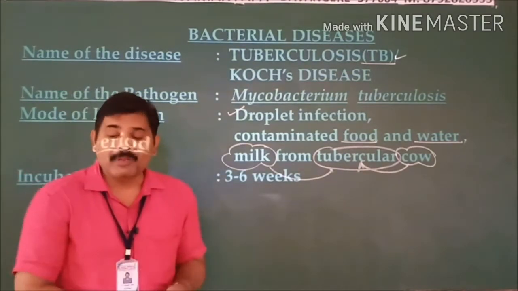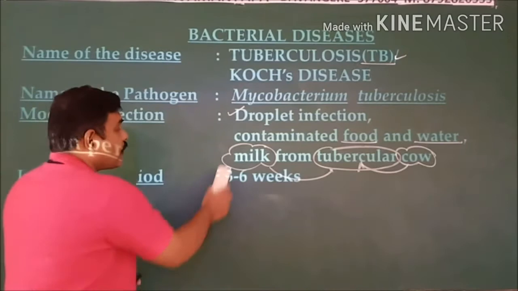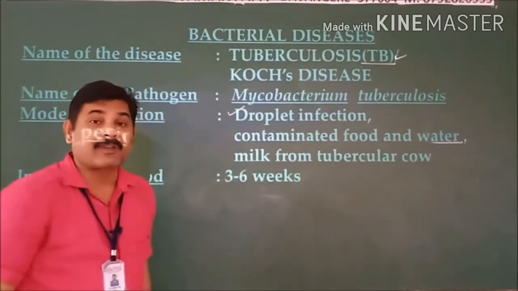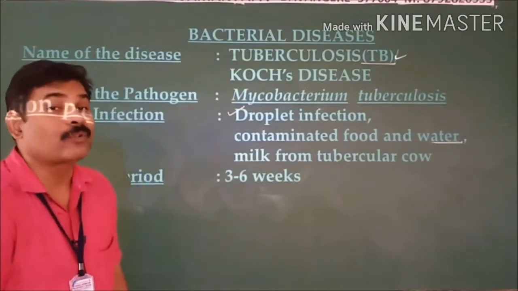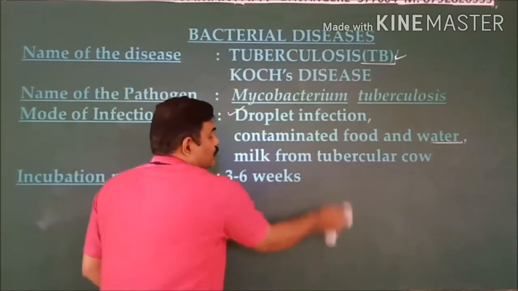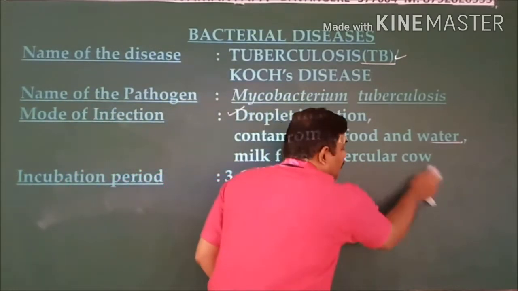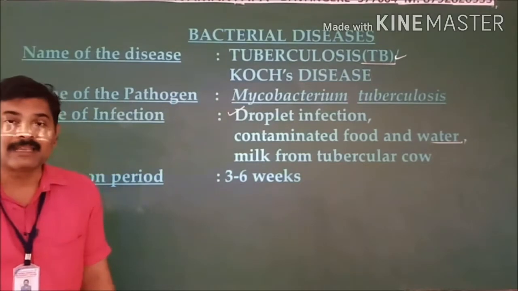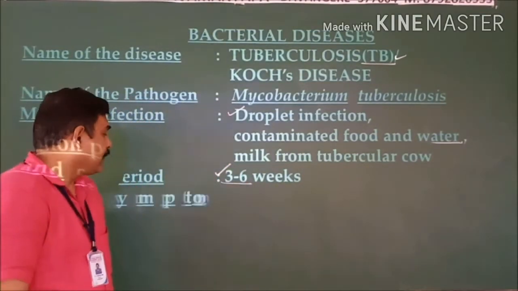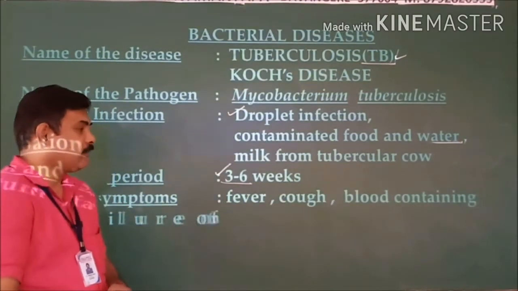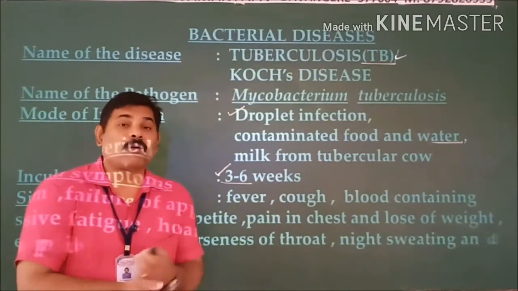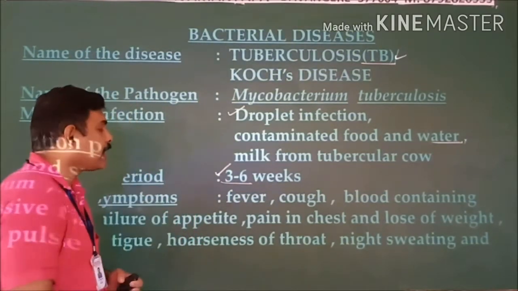Then what is the incubation period of this disease? After infection by the pathogen, it takes about 3 to 6 weeks for the manifestation or appearance of the disease. Symptoms clearly appear after 3 to 6 weeks, so the incubation period of this disease is 3 to 6 weeks. Then the symptoms: when a person is suffering from tuberculosis, he exhibits a variety of symptoms. Let us see them one by one in detail.